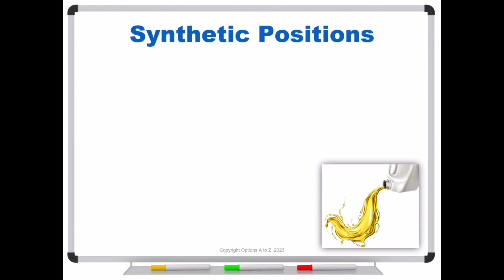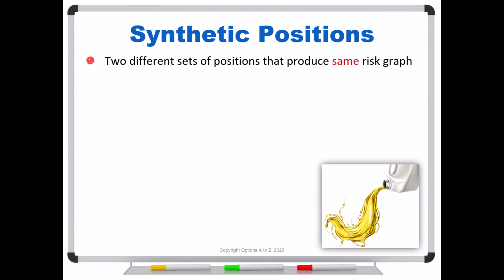So synthetic positions, what are they? Well, they're just very simply two different sets of positions or assets that produce the same risk graph. The thing that I usually teach to show the mechanics of what makes a synthetic position is to understand that long stock plus a long put plus a short call equals a risk-free bond. The shortened version is to say that the risk-free bond has no risk. So we can just shorten this to stock plus put minus call equals 0.